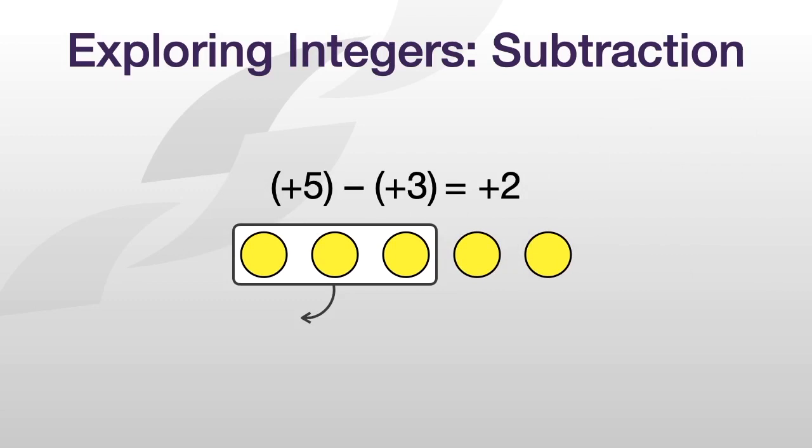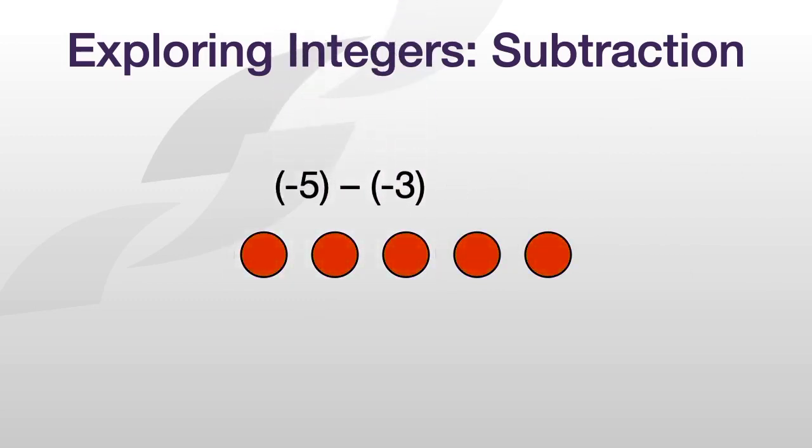Subtracting negative 3 from negative 5 can be modeled in a similar way. The only change is the color of the counters. This time we begin with 5 red counters, then take 3 away. This leaves 2 red counters, or negative 2.